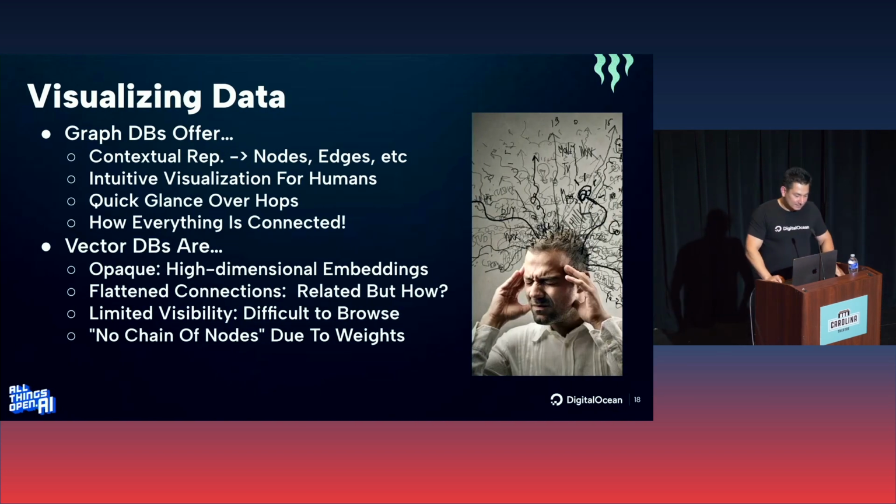So explainable AI is visualizing what your LLMs are doing, how and why things are being answered, right? The takeaway is that graph databases offer a contextual representation, right? Nodes and edges, or nodes and associations. Because you can see those things in a graph database, you can make sense of what is going on, how the information is getting pulled and then being fed into your LLM.